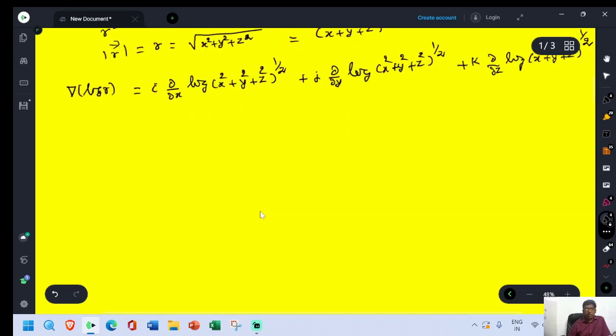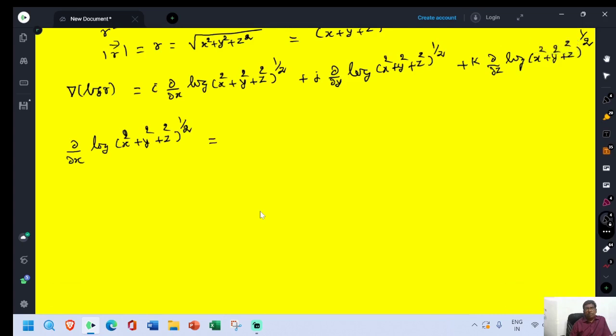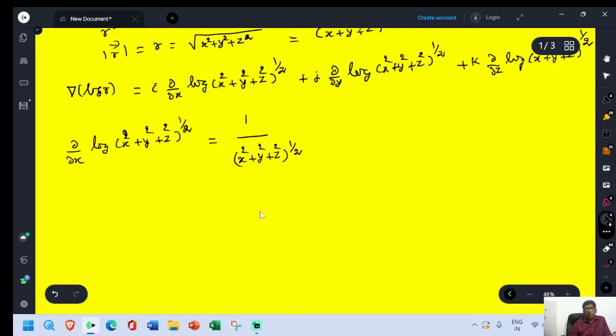Now, you have to find out the value of this quantity: dou by dou x of log of x square plus y square plus z square power 1 by 2. You know that dou by dou x of log x equal to 1 by x. Therefore, dou by dou x of log of this quantity is 1 divided by x square plus y square plus z square power 1 by 2. Then we have to differentiate this x square plus y square plus z square power 1 by 2, using the formula dou by dou x of x power n is equal to n into x power n minus 1.